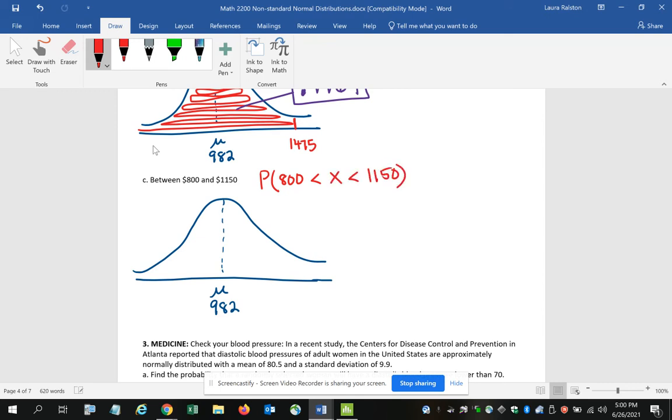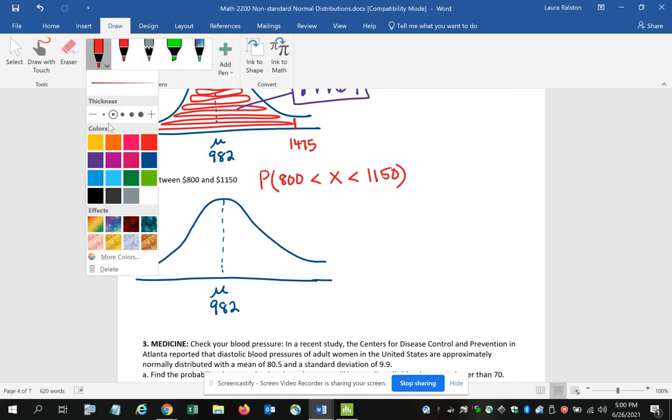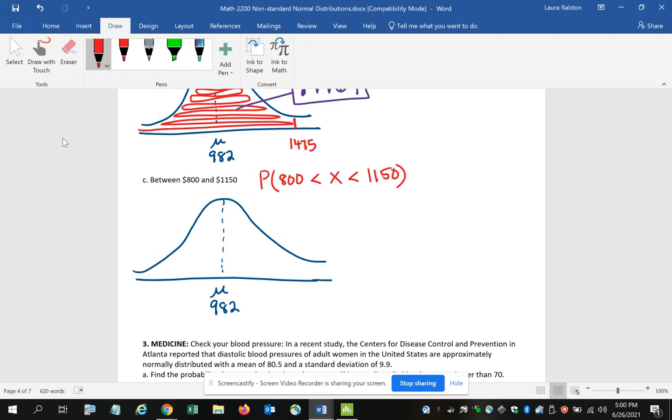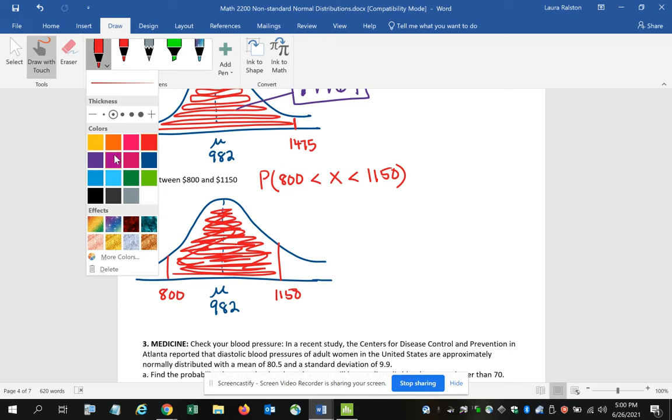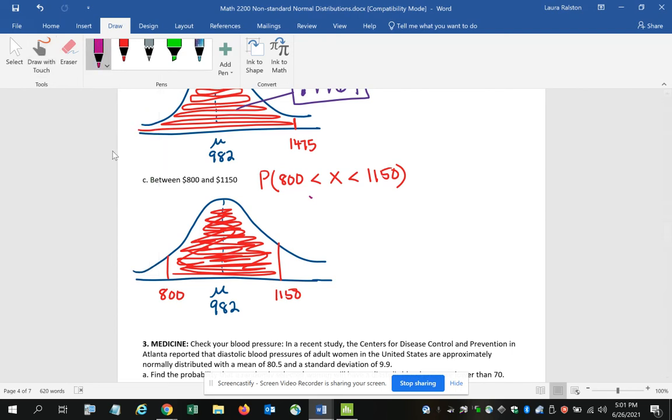So I'm between 800 and 1150. Visually, 800 would be on the left, 1150 would be on the right, and I'm looking for the area between those two numbers. So I'm looking for this red shaded region here. In terms of whether it's a right tail or left tail, this one in Minitab is called the middle.